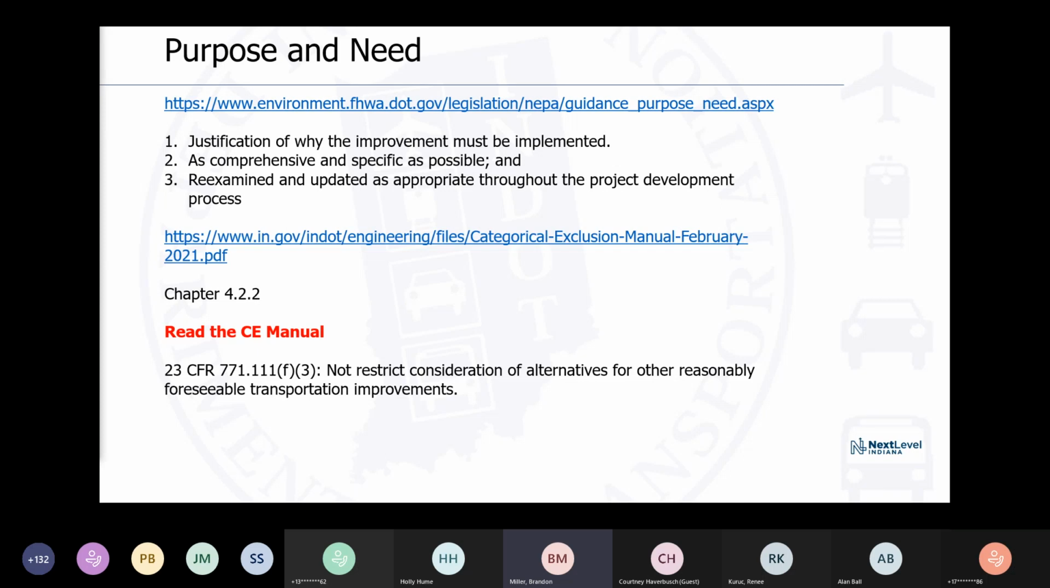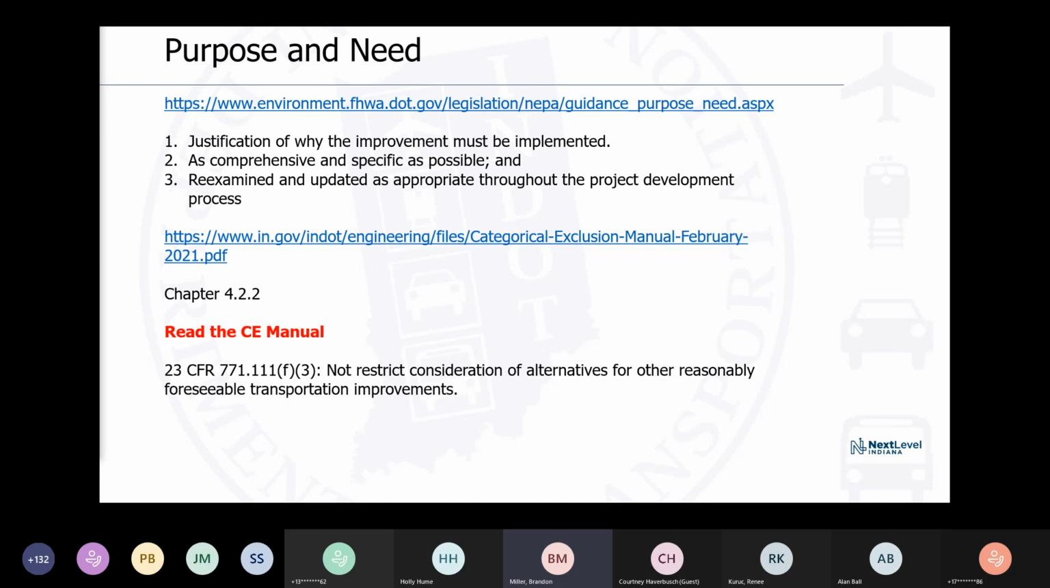One of the key takeaways that I want to point out are these 3 bullet points that I pulled directly from it. Pretty much any NEPA document that you work with should be making certain that the purpose and need meets these 3 things. First, justification of why the improvement must be implemented. Second, that you're as comprehensive and as specific as possible. And third, that it's re-examined and updated as appropriate throughout the project development process.